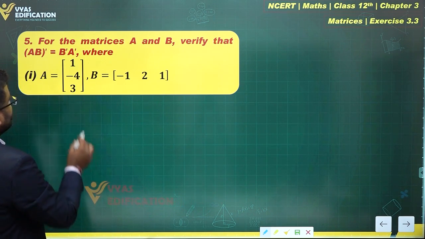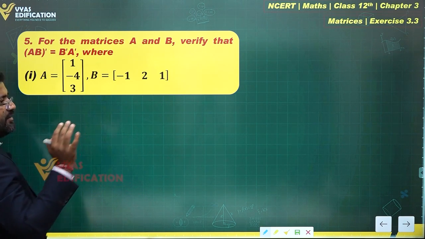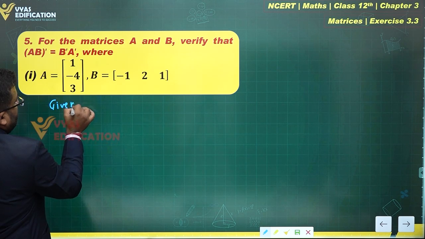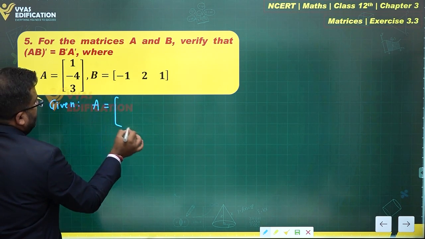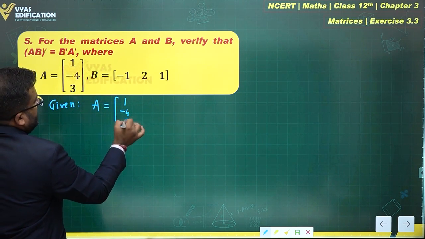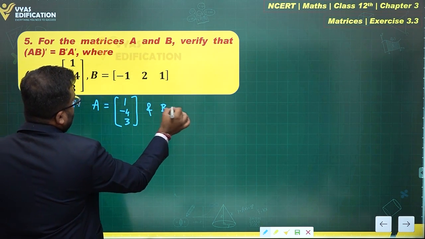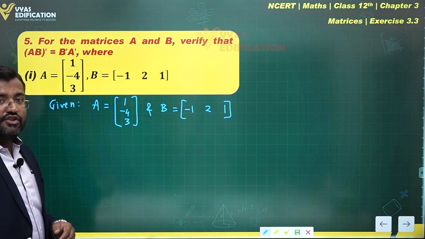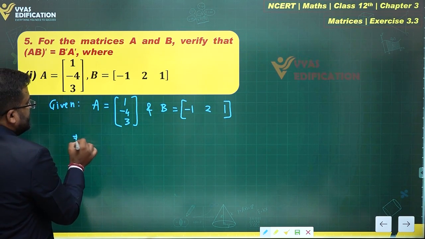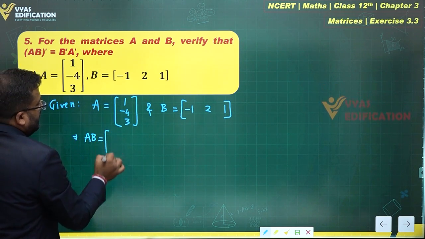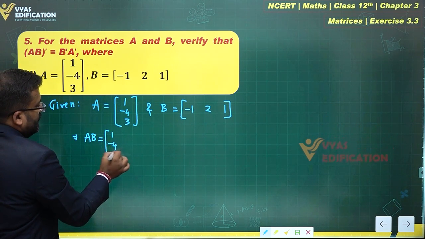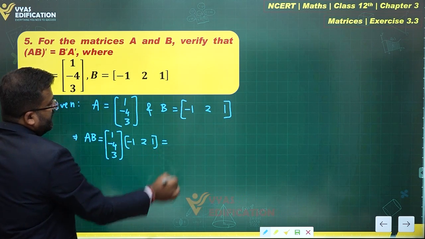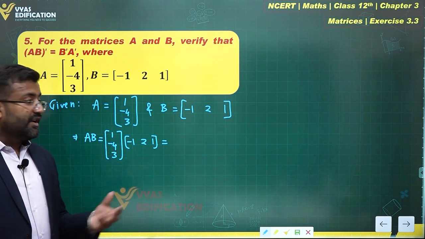So given matrices A and B, can I easily find the product first? Okay. So given A equals this matrix 1 minus 4 3 and B equals minus 1 2 1. Given these two matrices implies product AB will be equal to what? Product AB is 1 minus 4 3 times minus 1 2 1. This is the product. What will this product be equal to?